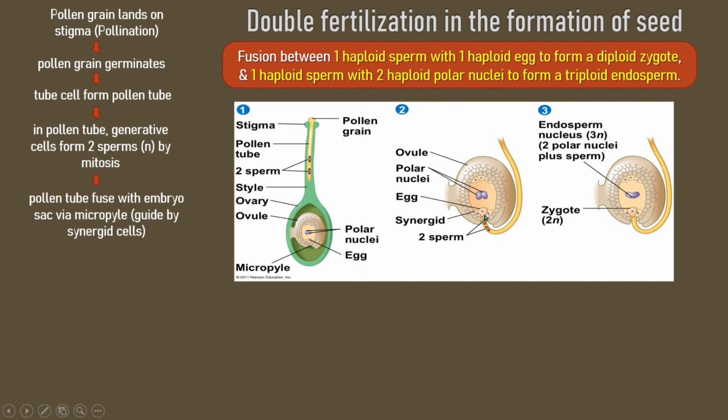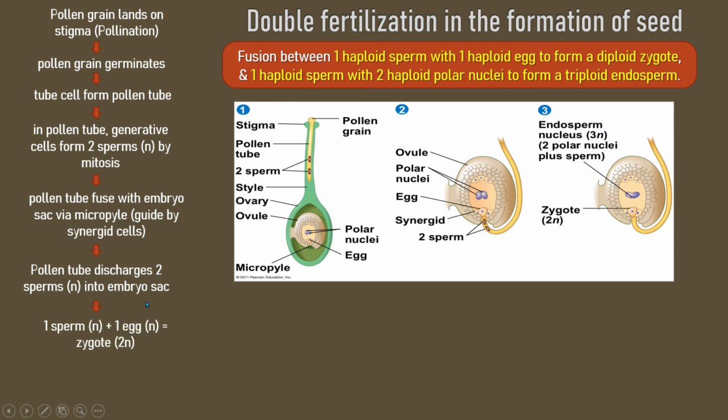The synergid cell inside the embryo sac will attract and guide the pollen tube towards the embryo sac. When the pollen tube fuses with the embryo sac, the pollen tube will discharge the 2 haploid sperms into the embryo sac. One of the sperm will fuse with the egg cell to form diploid zygote, and the other sperm will fuse with the 2 polar nuclei to produce a triploid endosperm.